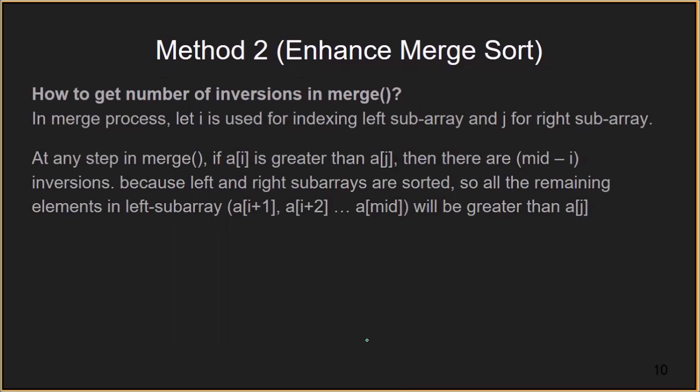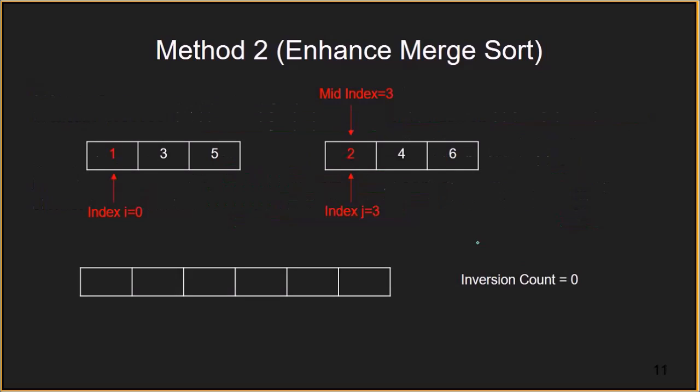Now the question is, how do we get the number of inversions in the merge operation? To answer that, let i be used for indexing the left subarray and j be used for indexing the right subarray. At any step in the merge, if the value of the element at index i is greater than the value of the element at index j, then we know that there are mid minus i inversions. This is because both left and right subarrays are already sorted. So if the element at index i is greater than the element at index j, then all the elements in the left subarray with index greater than i will also be greater than the element at index j.